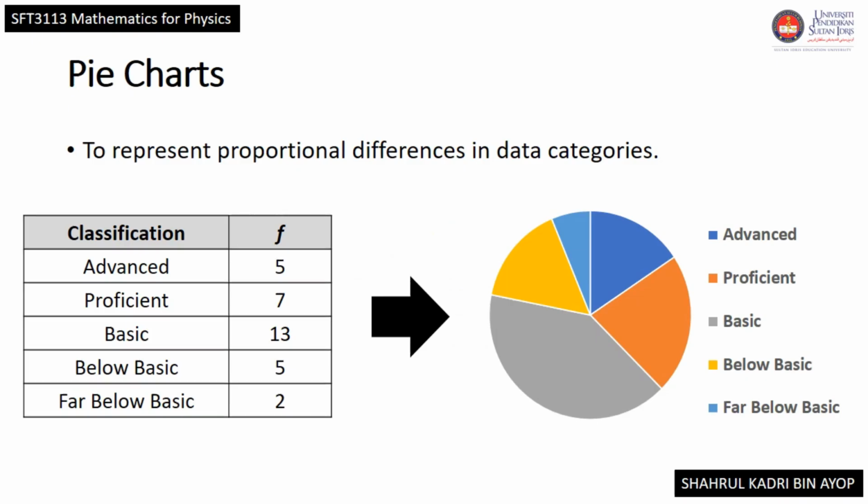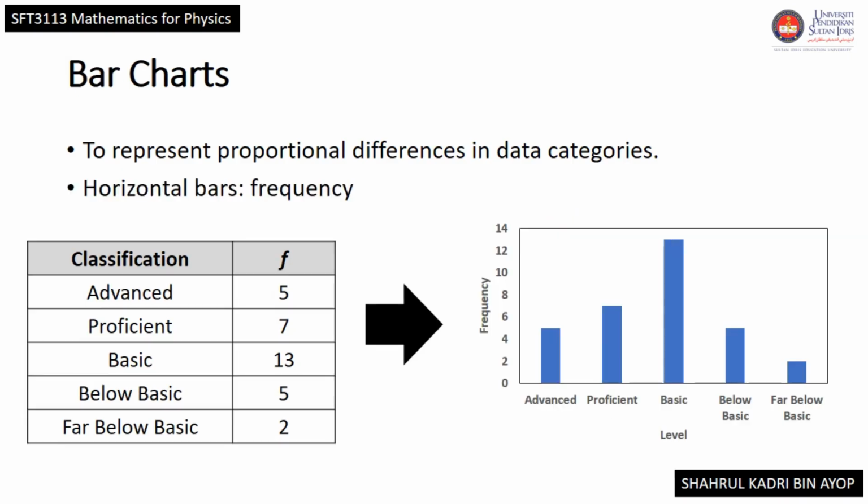Data can be transformed into various data figures. For example, pie chart. Pie chart can be used to represent proportional differences in data categories. Bar chart also can be used to represent proportional differences in data categories.